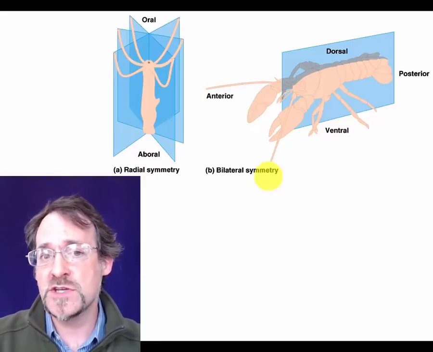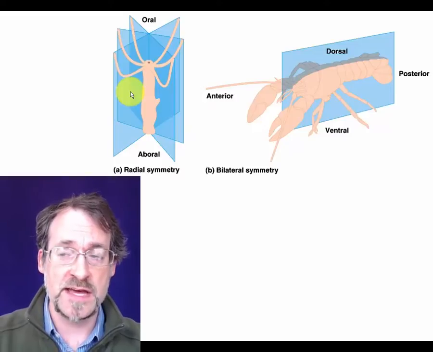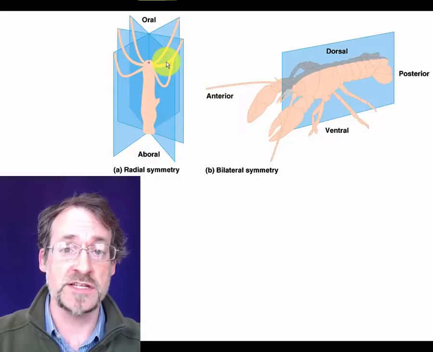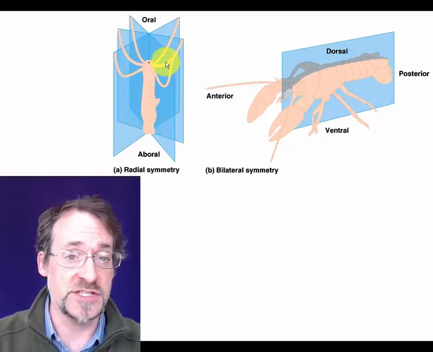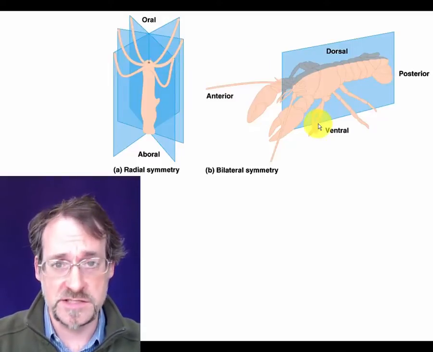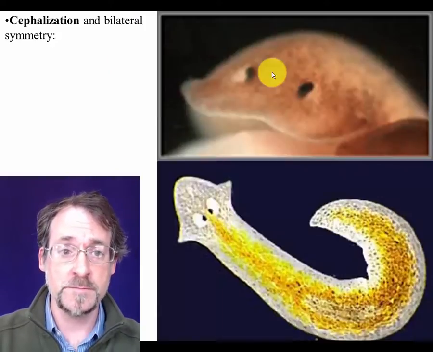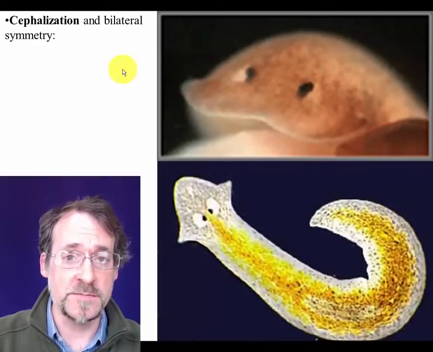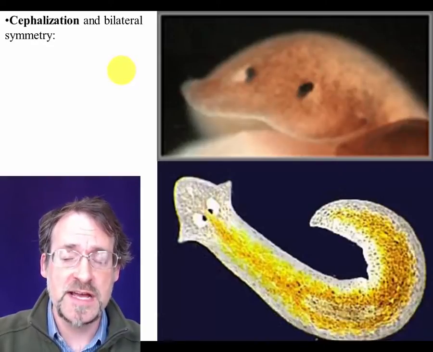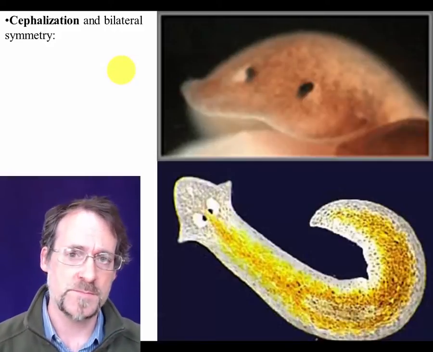Again, the organisms that we've seen so far have been either asymmetrical or radially symmetrical. That is, there's a single axis of symmetry around which any number of planes can be constructed that cut the organism into essentially mirror image halves. Bilaterally symmetrical organisms have only a single plane of symmetry. Bilateral symmetry is strongly correlated with cephalization. And cephalization, in turn, is strongly correlated with an active lifestyle.